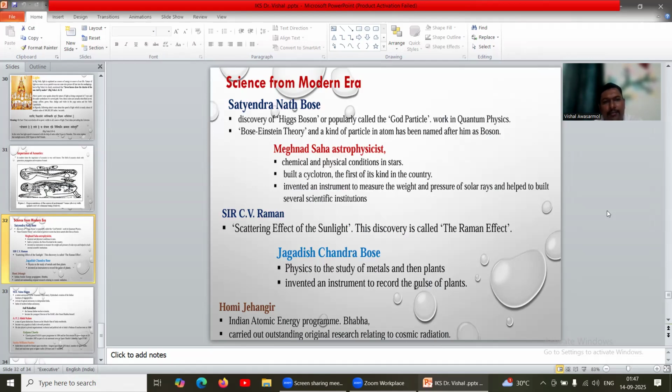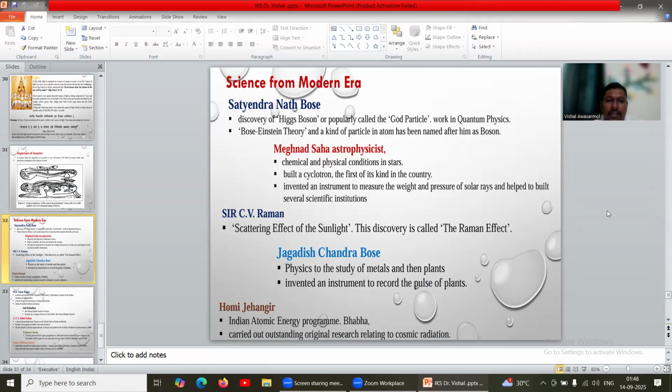Sir C.V. Raman. He discovered the scattering effect of sunlight. This discovery is called the Raman effect. Jagdish Chandra Bose took physics to the study of metal and then plants. He invented an instrument to record the pulse of plants.